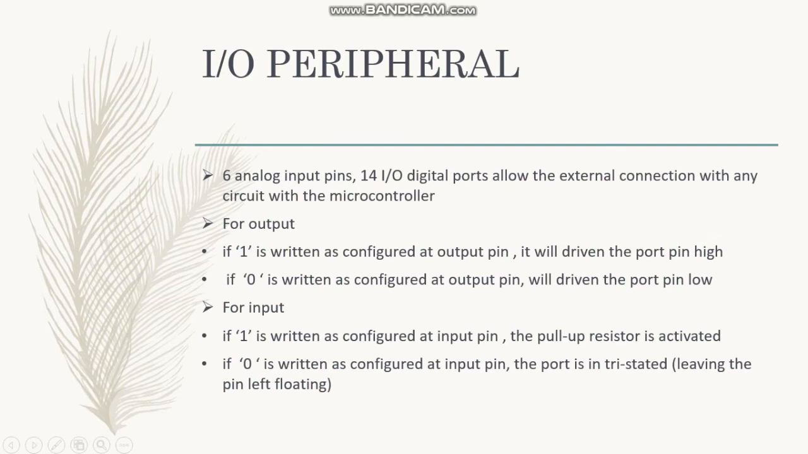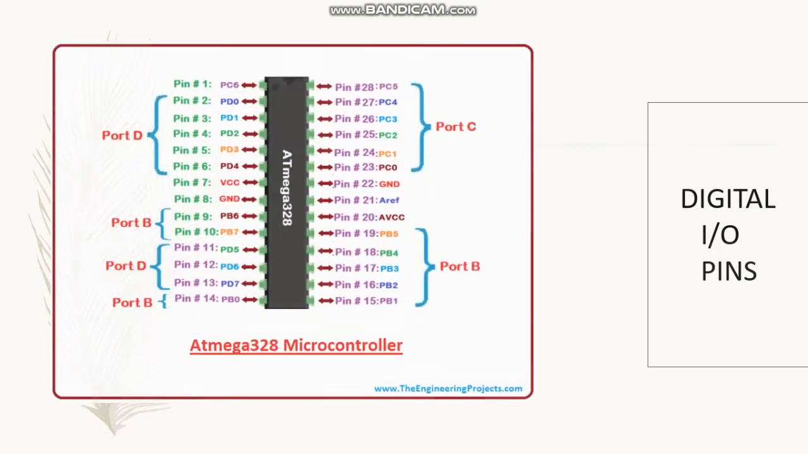And for input, if 1 is written as configured at an input pin, the pull-up resistor is activated. And if 0 is written as configured at an input pin, the port is in tri-state, which is leaving the pin floating. Okay, this is a digital input-output pin.